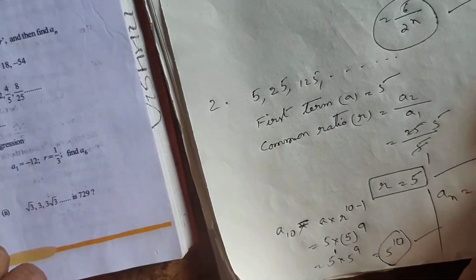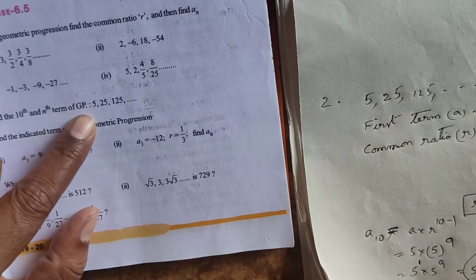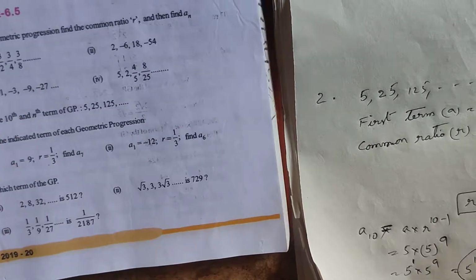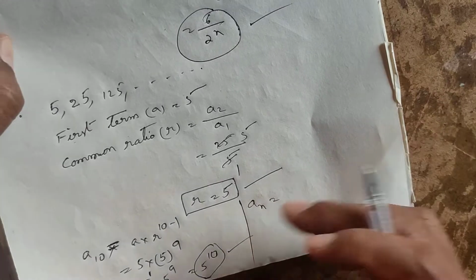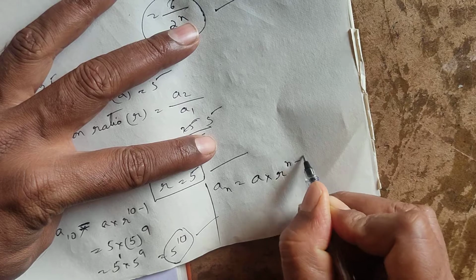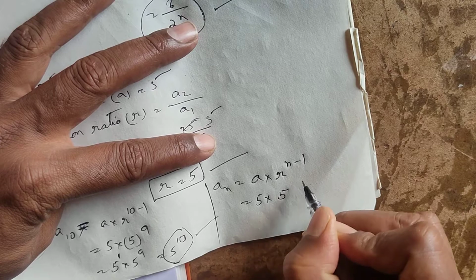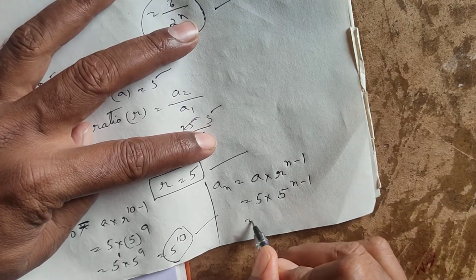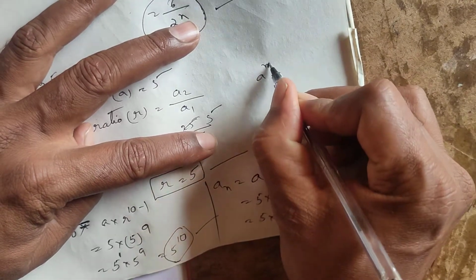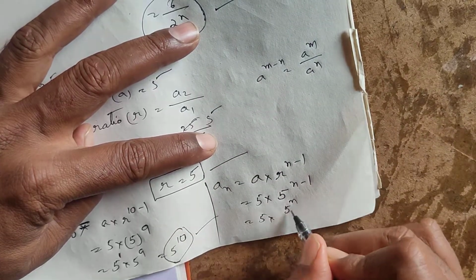Then we will go for a_n. He asked to find the 10th term and also the nth term of the GP. The 10th term I already found, and I got 5 power 10. Now we should go for the nth term. So the formula for a_n is a into r to the power of n minus 1. a is 5, r is also 5, and n is as it is. Then 5 into 5 power n minus 1. Using the formula a power m minus n, a power m by a power n, we get 5 power n by 5 power 1.